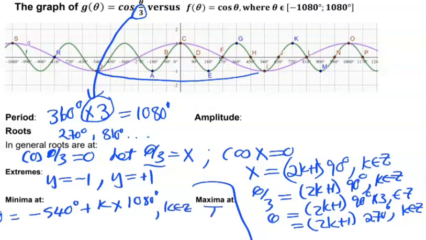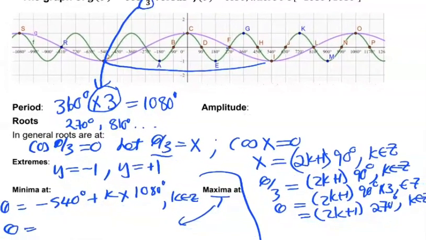And my maxima, they are at theta equal to, let me just move it down a little bit again. At theta equal to, let us take the point C there, that is 0 degrees. And to get to the next one, I have to add k times 1080, etc., k an element of Z. So this is our maximum and minimum and our roots, and we can see on the next page a neat summary of that.